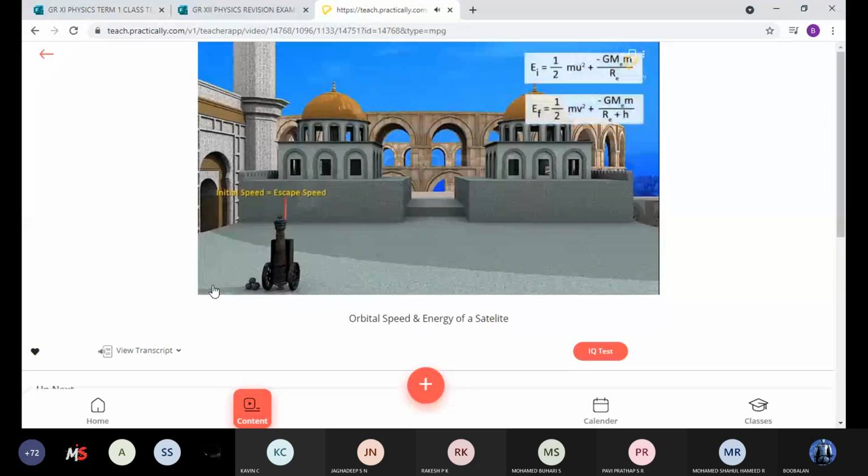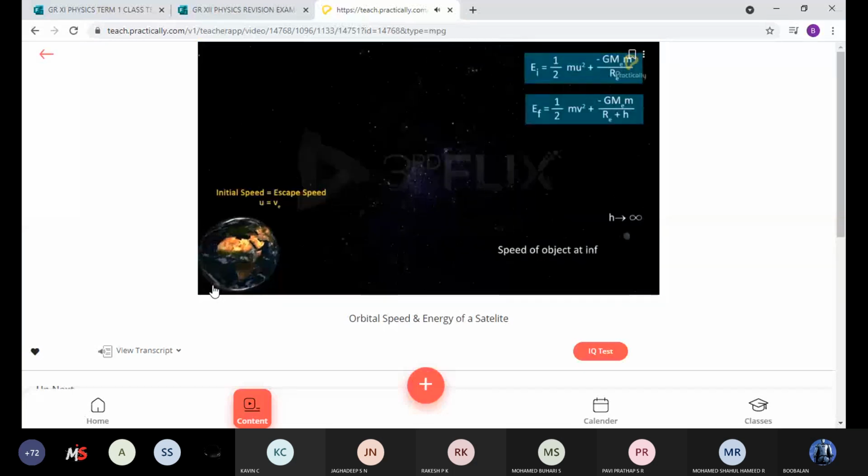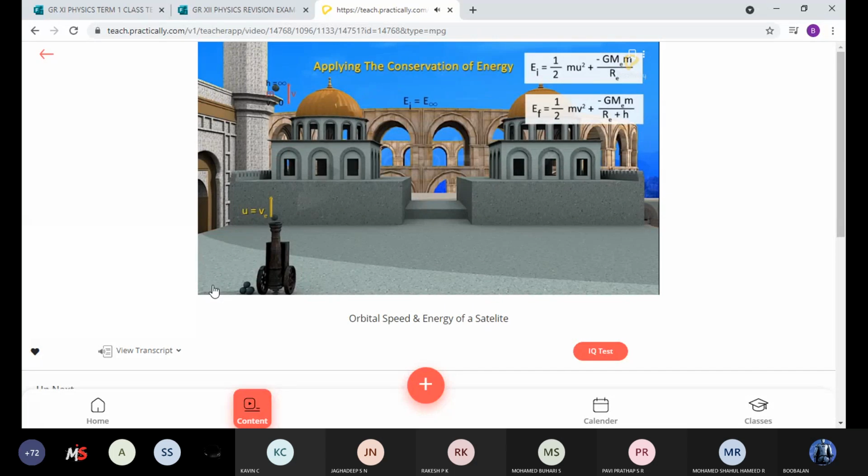When initial speed is equal to escape speed, the speed of the object at infinity is 0. According to the law of conservation of energy, the total energy of any object on the surface of the Earth should be equal to its total energy at infinity.